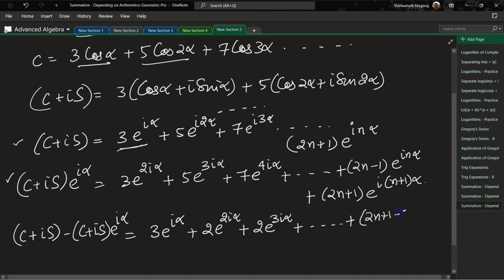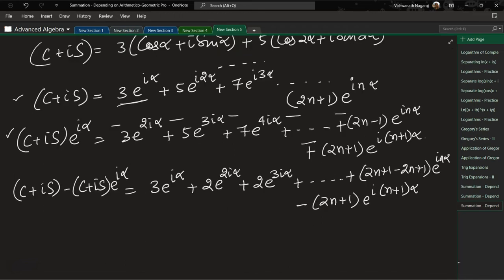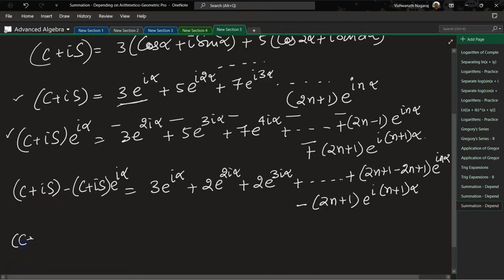Let's do the subtraction: minus 2n plus 1 e to the power of i n alpha. Now remember we are subtracting. So all this will become minus. So this will also become minus. But here, because the numerically bigger number is in the first series, all these will remain plus, but the last term will be minus 2n plus 1 e to the power of i times n plus 1 alpha. Now here C plus iS is common to both. So this becomes 1 minus e to the power of i alpha.